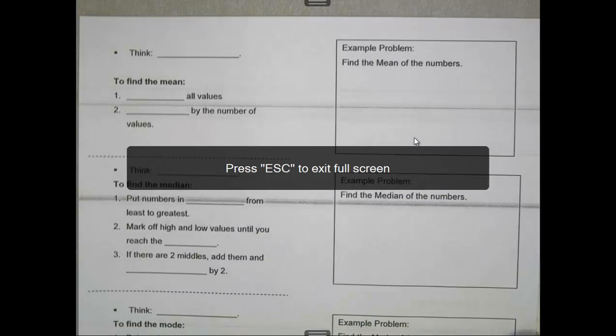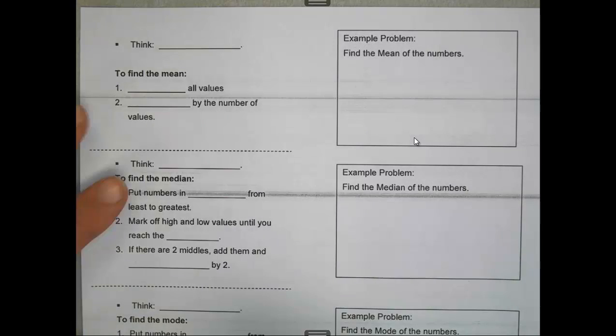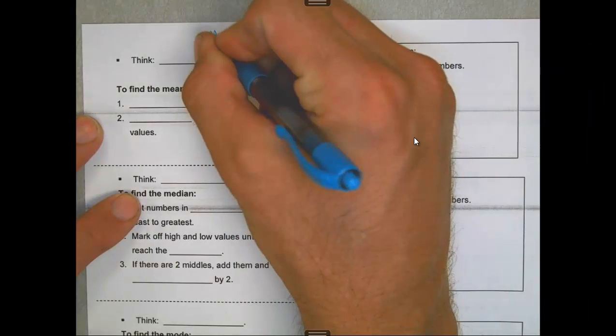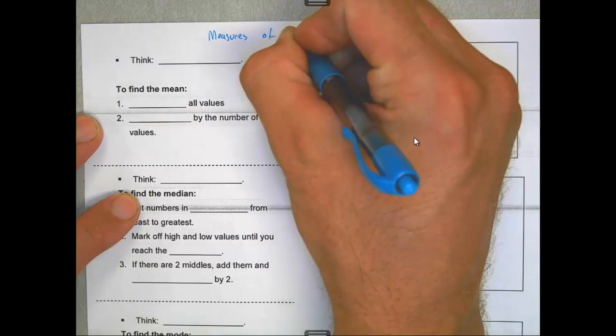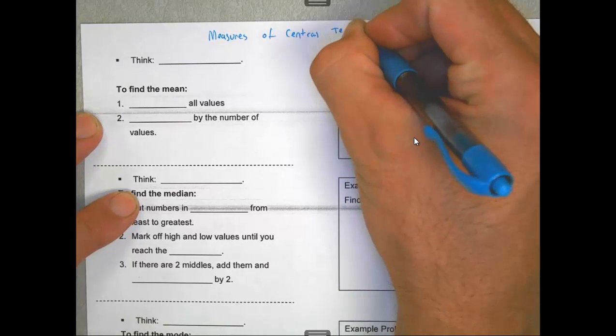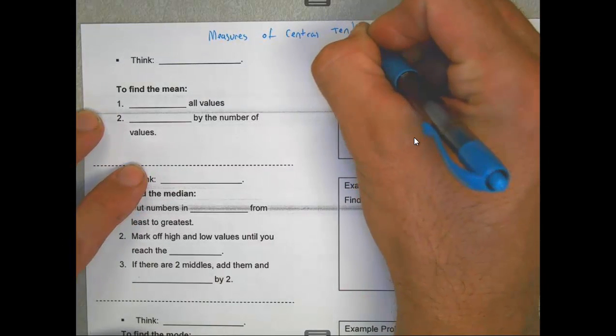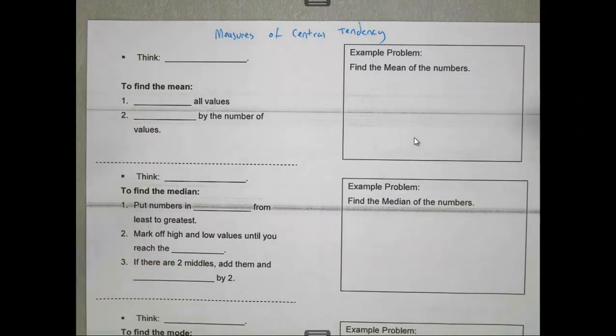Okay, algebra geometry students, we are talking about measures of central tendency. All right, so I'm going to write that on the top here. Measures of central tendency. All right. Now, this is basic statistics, okay? We're going to get into a little statistics. We're not going to go very deep, but it is a very applicable subject, a very useful subject. We do need to cover a little bit of it.